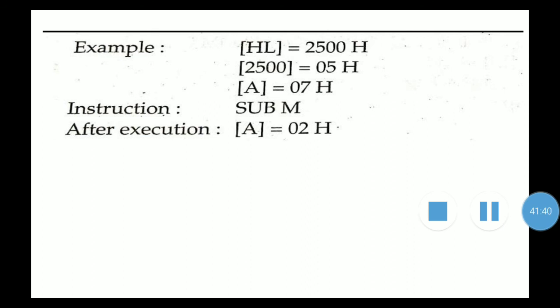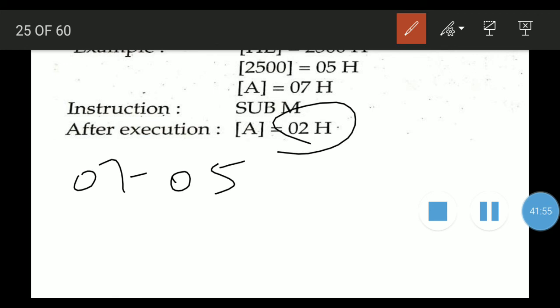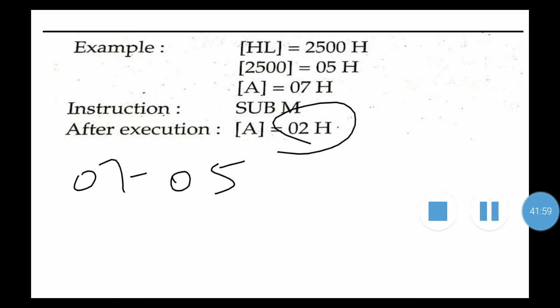In this, 07 will be subtracted from 05 and the result will go in the accumulator. In the accumulator I will get 02H. Okay, let us see the next instruction in subtraction.